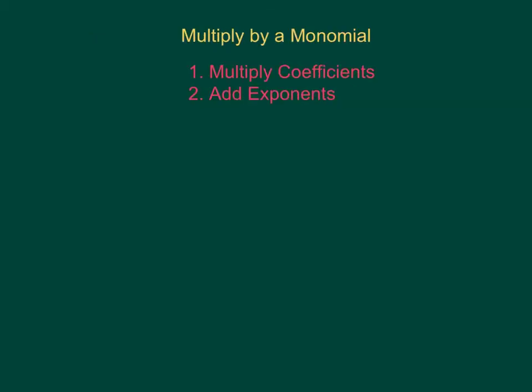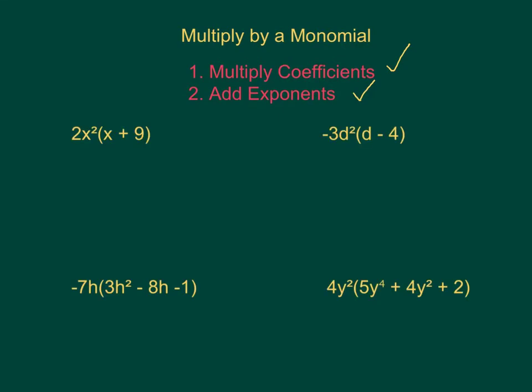So today's lesson, we will be multiplying a polynomial by a monomial. In other words, we're going to be distributing a monomial. And really, the key to doing this, 2 steps: you multiply coefficients together, and then you add exponents. Here are 4 examples that we can do together, and if you stick around, I'll give you 2 to try on your own.